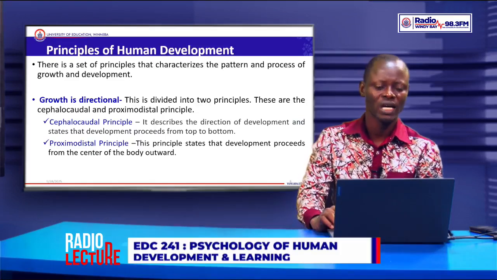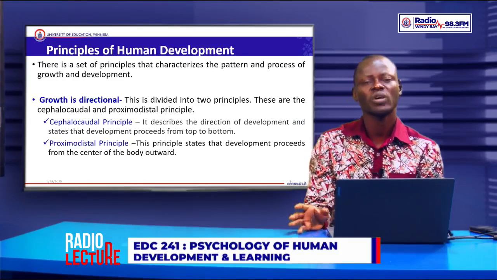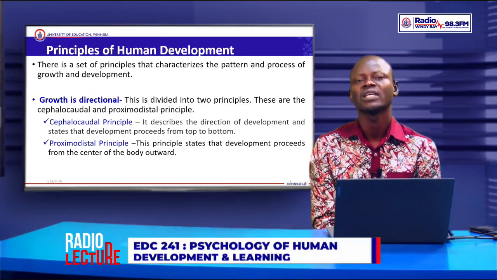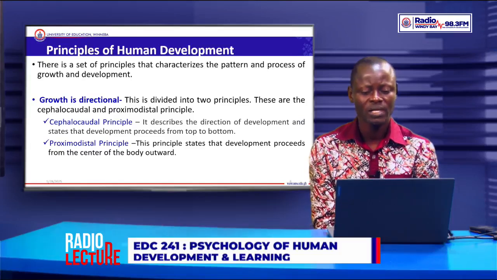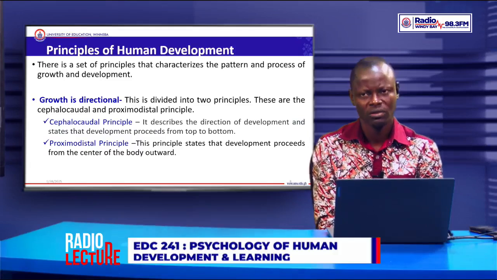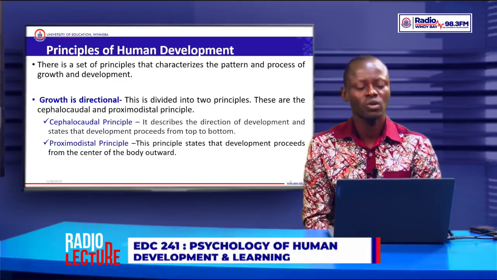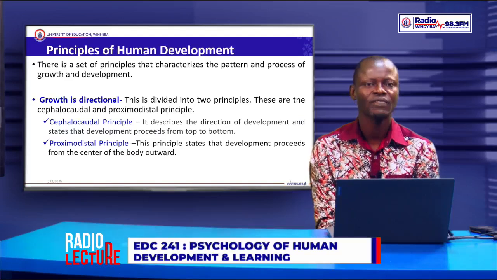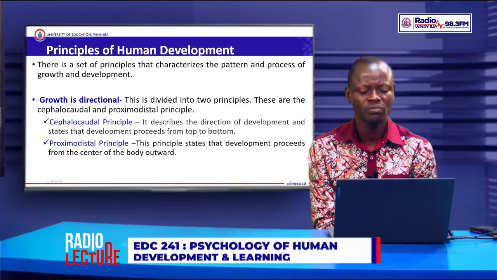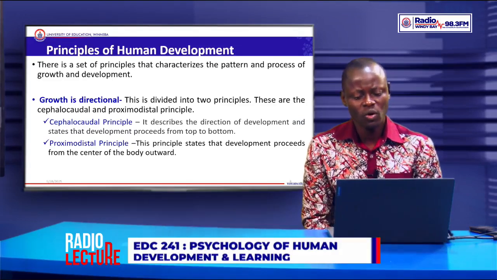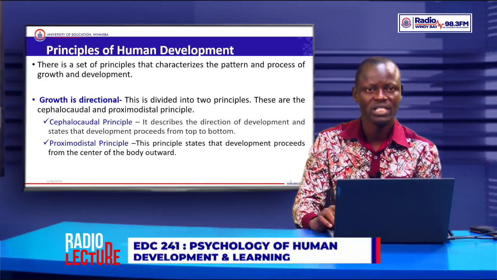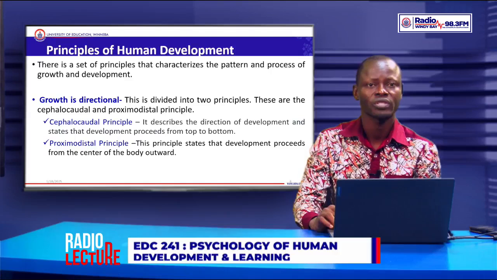First one we look at is that growth is directional, and we say this one can be divided into two. The first one is the cephalocaudal principle, which describes the direction of development, and it says that development proceeds from the top to the down. The next one is the proximodistal principle, which means that the development or the growth proceeds from the center of the body outward. That principle is called the proximodistal principle.